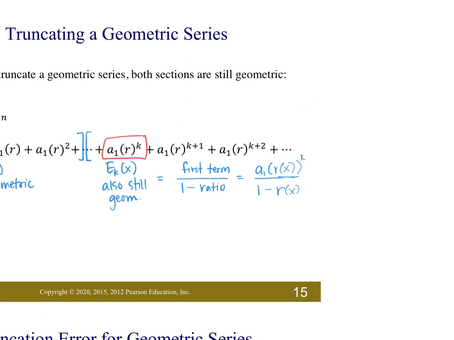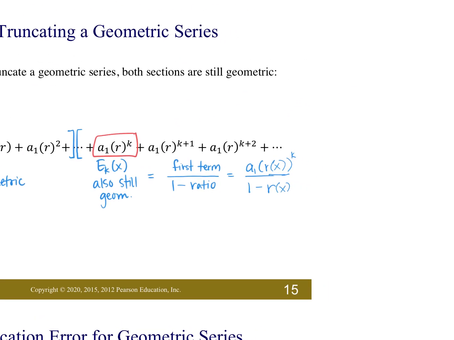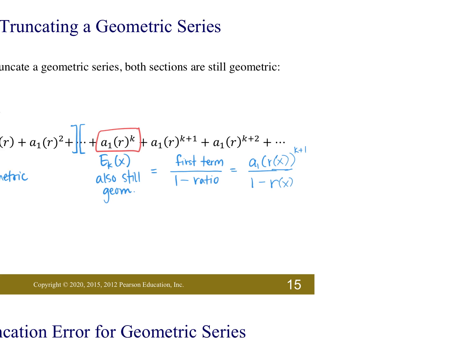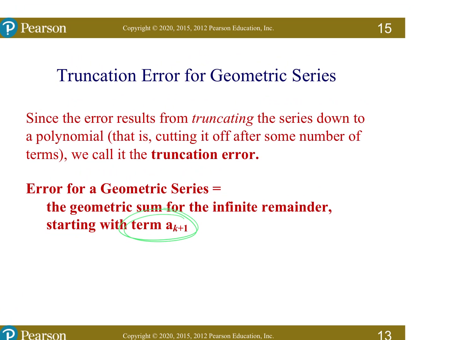Actually, let's go back. This is actually k plus 1. If I'm cutting it off at k, then error starts at k plus 1. It's the next one after I've decided to chop it. So that was what I intended for this to be here. Here's the formula: a times r to the k plus 1 over 1 minus r, whatever r happens to be. So let's actually just do one. I think it'll be easier.